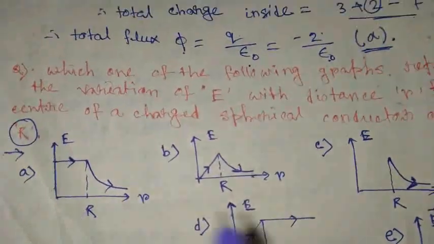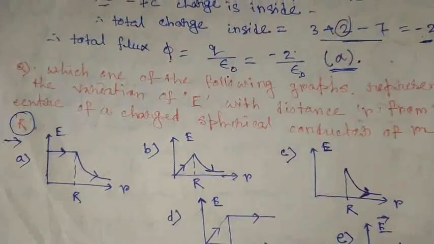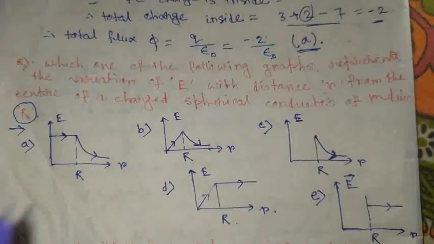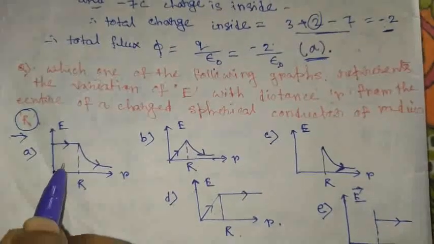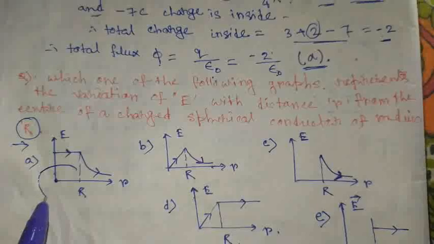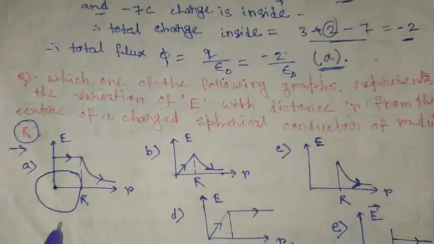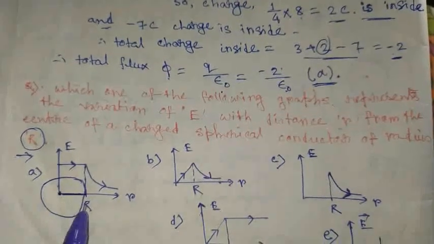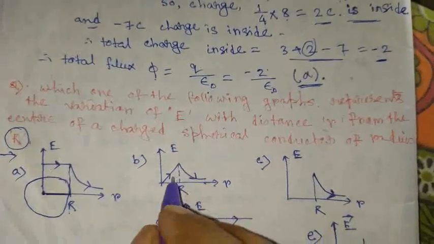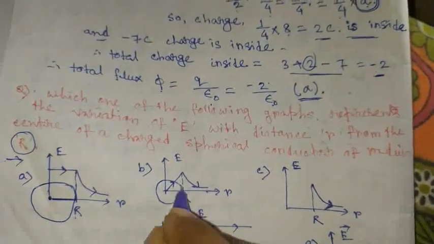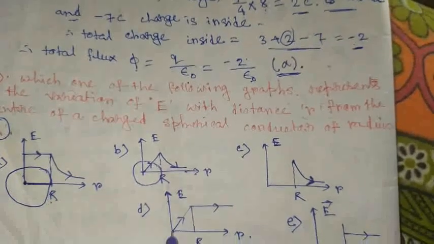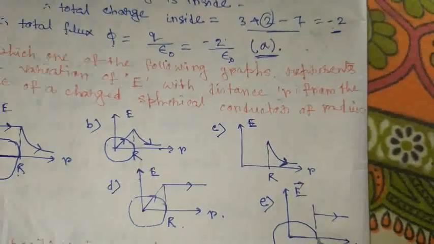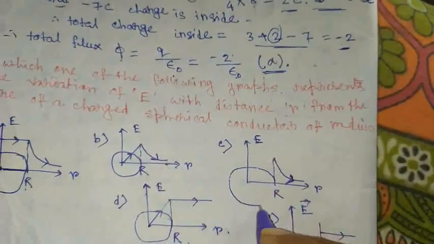Now in each graph you can see there is a point R which represents the radius of the given sphere. That means if you draw the center of the sphere at the origin, then the sphere should be like this, because this distance is the radius of the sphere, which is R in the given question. So you can draw it in this way for option D, and for this option you can draw, and for this you can draw like this.